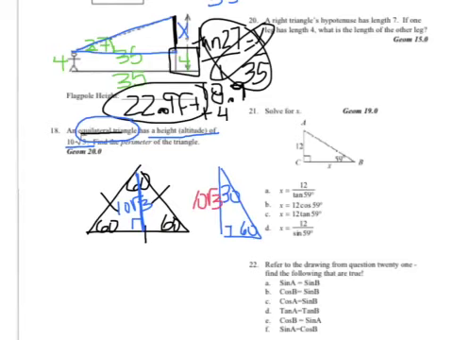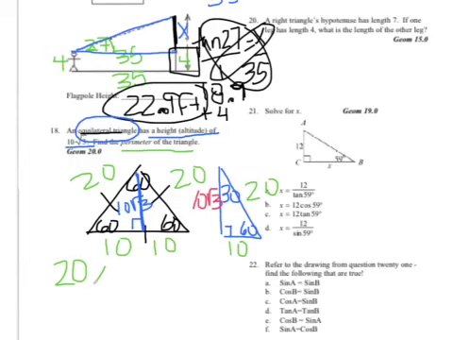And again, this is one of our special right triangles. So the other side would be 10. So this is 10 and this is 10. The hypotenuse is double, which hopefully makes sense. The other side would be double, and they want the perimeter, so it's just going to be 20 times 3, which is 60 for the perimeter.